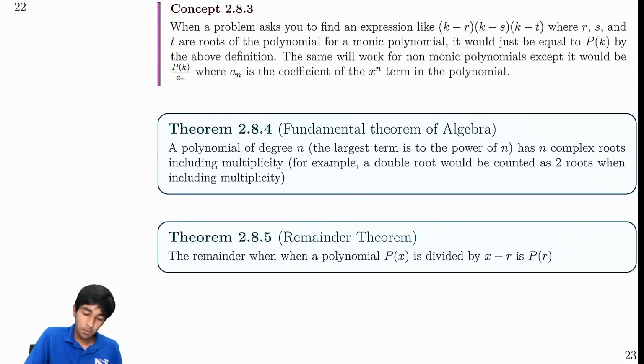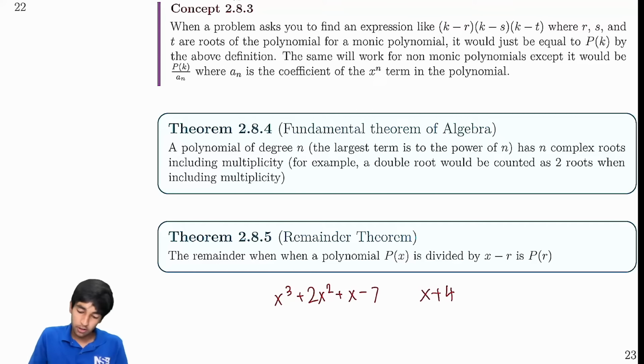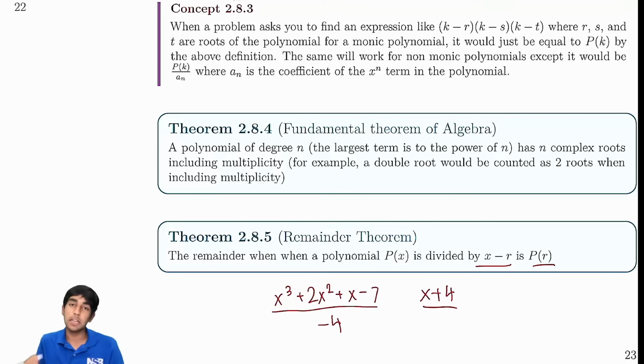If you have some polynomial, I don't know, x cubed plus 2x squared plus x minus 7. The remainder, when it's divided by, let's say, x plus 4, it's very simple. If you're trying to do this, you just find the polynomial evaluated at -4. Whenever it's divided by x minus r, the remainder is just p of r. You just plug in r. But be careful, it's the opposite sign. So if this was x plus r, you would plug in p of -r. Don't want to mess that up.